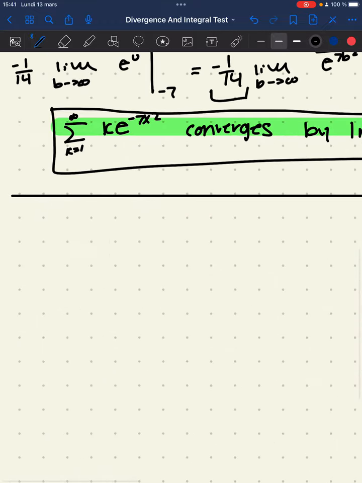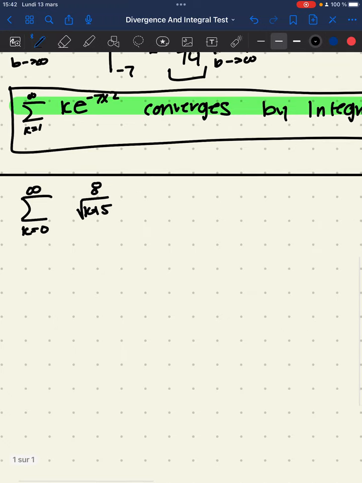Question number 2 is the series k starting at 0 to infinity, 8 over the square root of k plus 5. Now this can seem a little bit complicated, but we can simplify this down. This is the same thing as saying the series starting at 0, 8 over k plus 5 in parentheses to the 1 over 2 power. That's the same thing as saying square root.